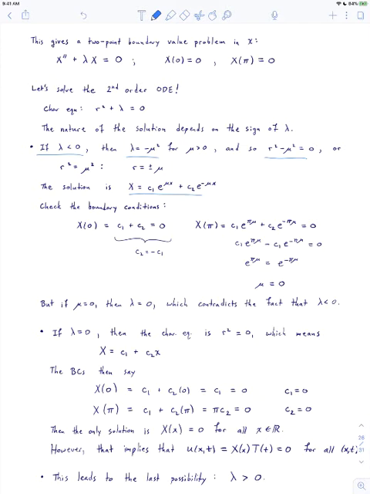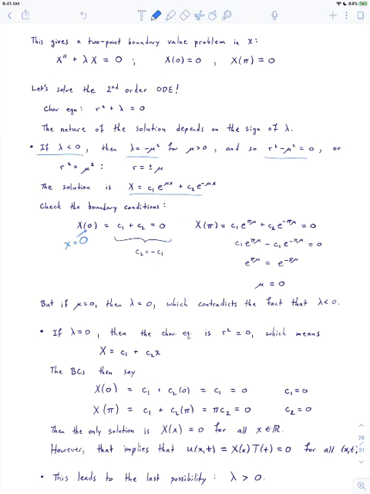Now we check the boundary conditions, and this is where things get interesting. If you check X at the first boundary, when little x is equal to 0, what happens? Well, the exponentials just go away because it's e to the 0 in both cases. So you just end up with c1 plus c2 is equal to 0. So c2 is the opposite of c1.